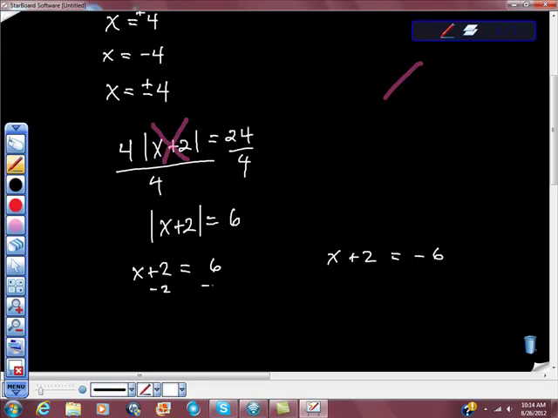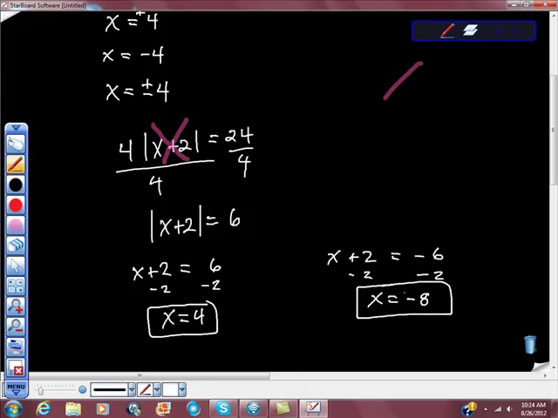I'm going to add negative 2 to both sides here, get x is equal to 4. Here, going to do the same thing, add negative 2 here, negative 2 here. X is equal to negative 8. All right? You can go back and prove this, but there are our two answers. This one and this one.